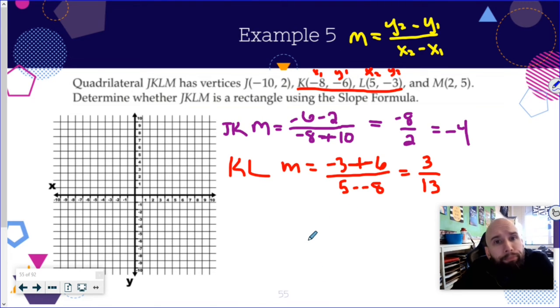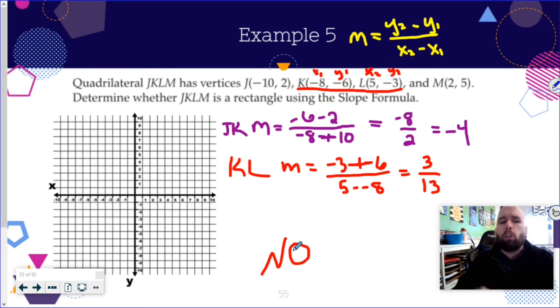So I'm done. Why am I done? These two are different. And so if they're different, then they would have to be negative reciprocals of each other. Last time I checked, 3 over 13 ain't no negative reciprocal of negative 4. So is this a rectangle?